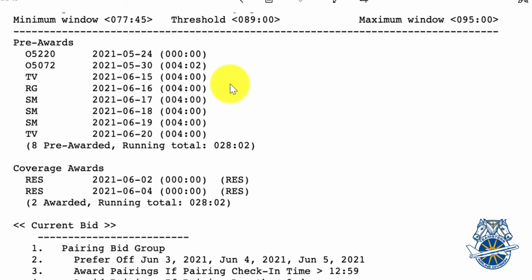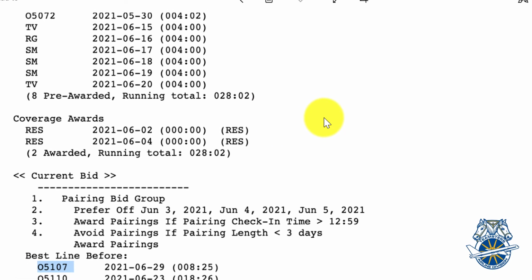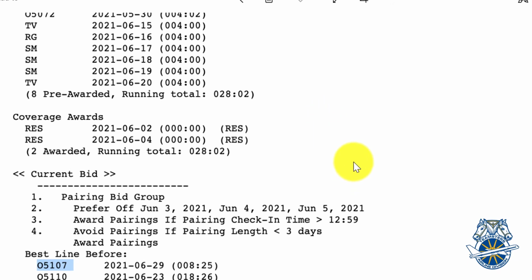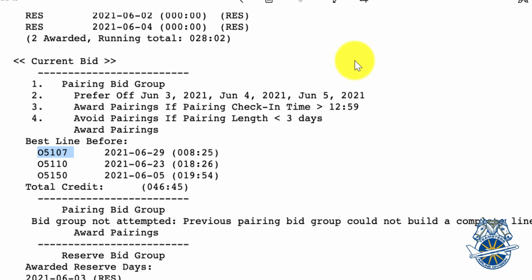So we can see this pilot had a training. He had a carryover trip, and then he had some training, for a running total of 28 hours. So he had at least 28 hours in his schedule pre-awarded before any of his bids came in. Okay, and so we come down here to his current bid. His current bid was that he wanted June 3rd, 4th, and 5th off. So he wanted those 3 days off.